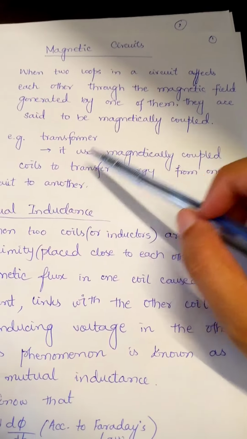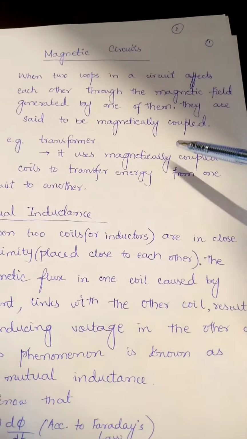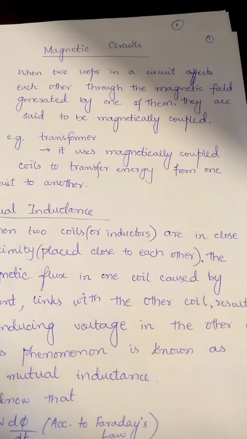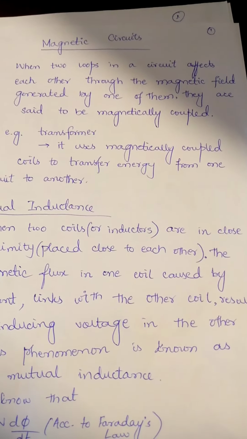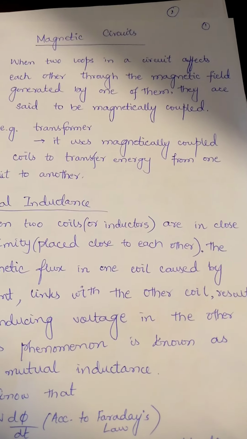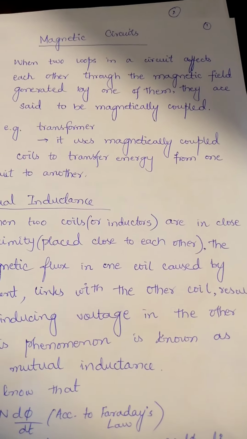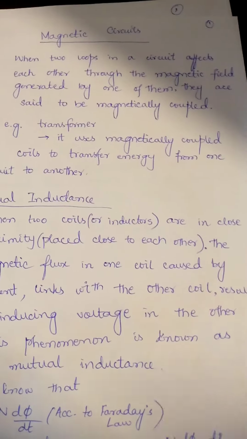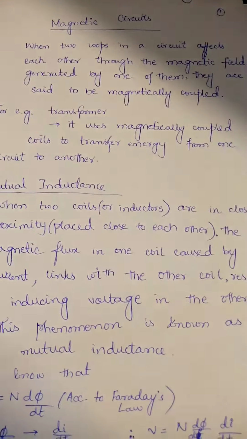For example, a transformer usually has two coils. These two coils are magnetically coupled in such a way that whenever there is a change in current in the first coil, it causes a change in voltage or current in the second coil. So they both are magnetically coupled circuits, right?